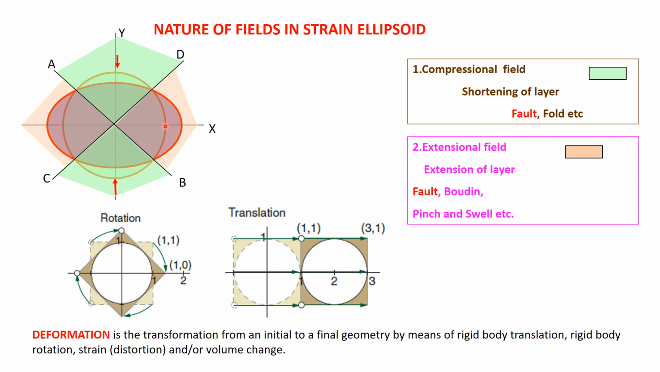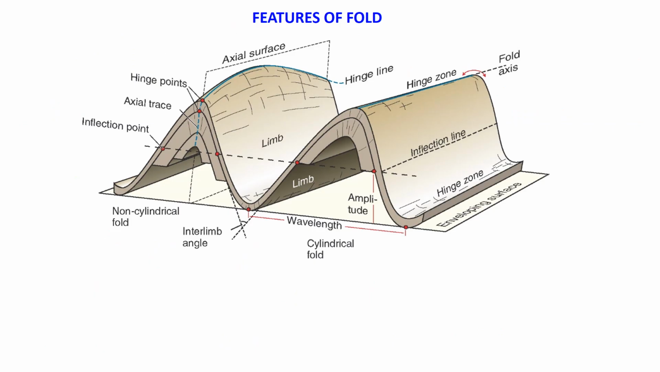the folds happen. So due to the deformation in the strain ellipsoid, it is the transformation from initial to final geometry by means of rotation and translation. You can see by the rotation and the translation, the rigid body, the volume change or the length change happens. And this is initially the mechanism of the formation of folds and faults.